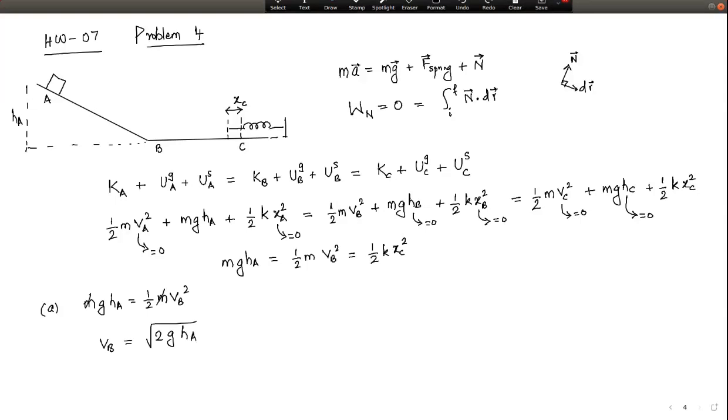square root of 2 times g times height at point A, which is 2 times 9.8 times the height at point A, we chose this to be 1 meter. So that's square root of 19.6. That's 4.4 meters per second.